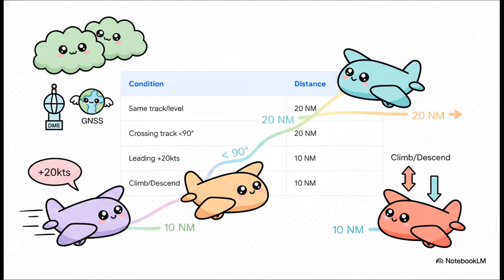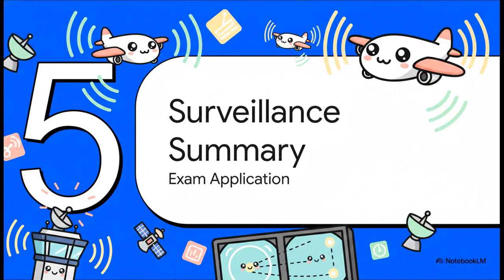So, here's your exam application. When exactly does that 20 nm drop to 10 nm? There are two scenarios. First, just like with time, if the leading aircraft is 20 knots faster, the separation halves to 10 nm. Second, if one aircraft is climbing or descending through the level of another on the same track, the required distance, while vertical separation doesn't exist, is also 10 nm. Finally, Section 5, surveillance and exam summary.